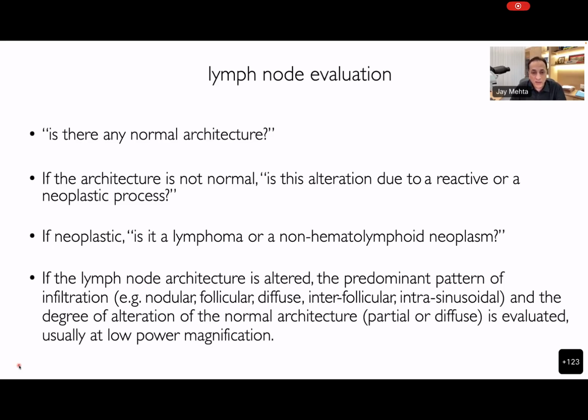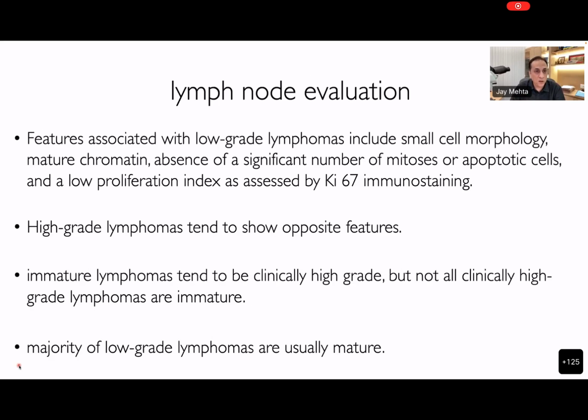If the lymph node architecture is altered, note the predominant pattern of infiltration, which means it could be nodular, follicular, diffuse, or intersinusoidal, and the degree of alteration of the normal architecture, which means is the lymph node involved partially, or is there a diffuse involvement? That means complete effacement of the architecture of the lymph node. We need to evaluate all these, and typically you do this at a low power magnification.